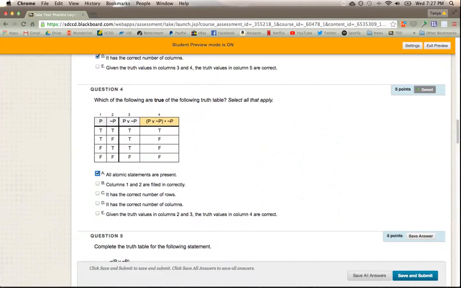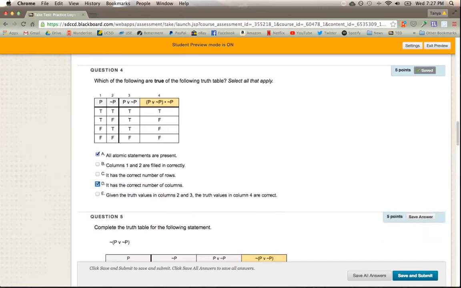We said they're all present. Columns 1 and 2 are not filled out correctly. It does not have the correct number of rows. It does have the correct number of columns. But given the truth values in 2 and 3, 4 is not correct. Okay, so we've got 2.